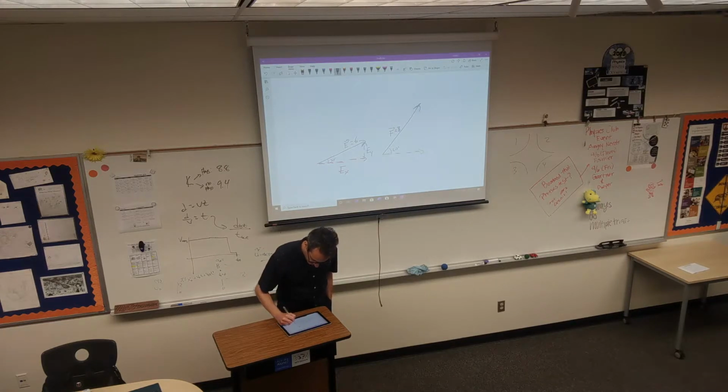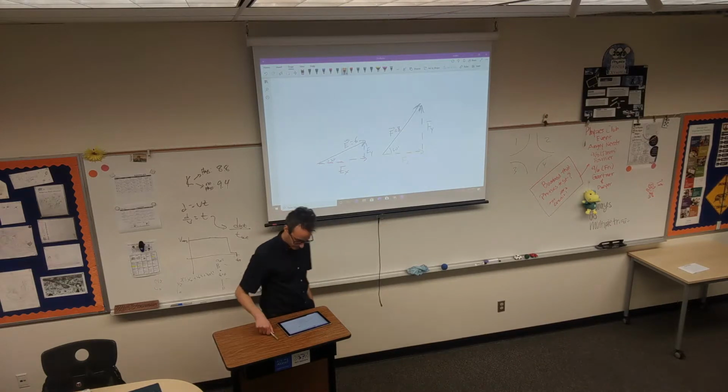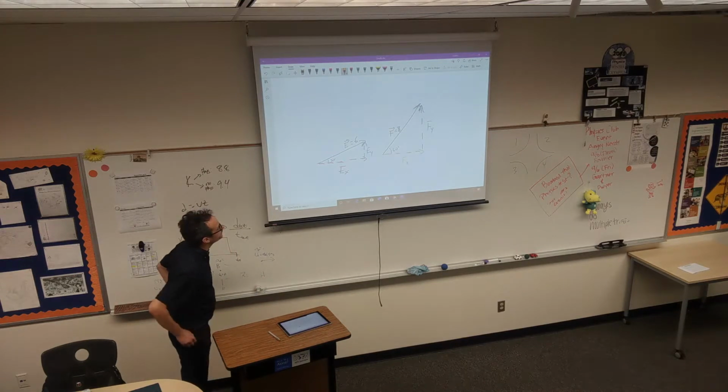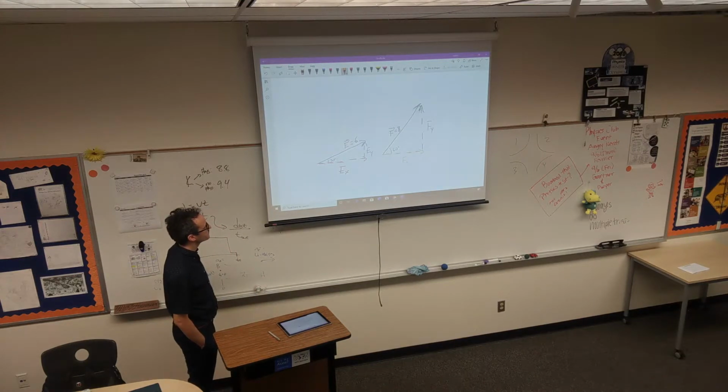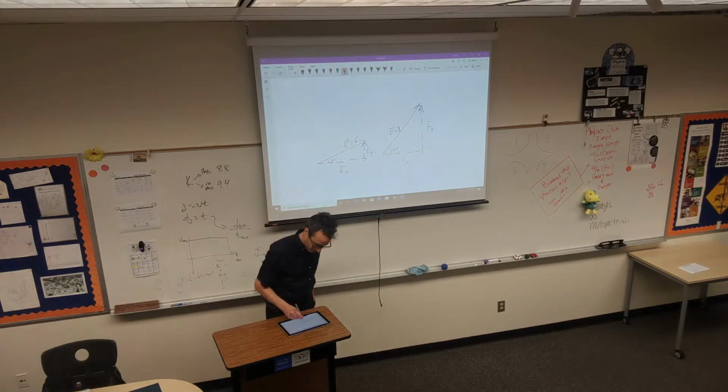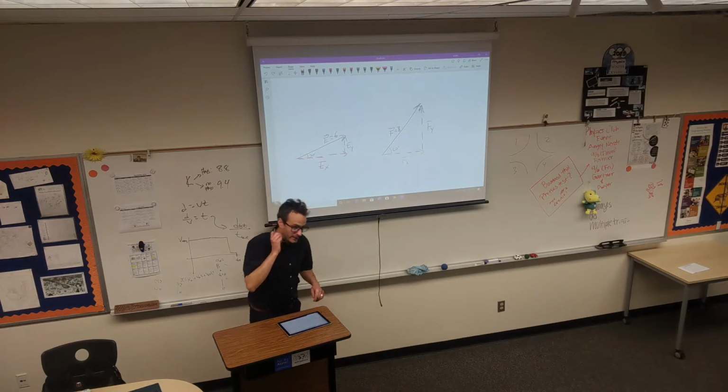And then vector, so vector F. So this is Fy, this is Fx. Move this one a little further. So formally kind of defining these components.